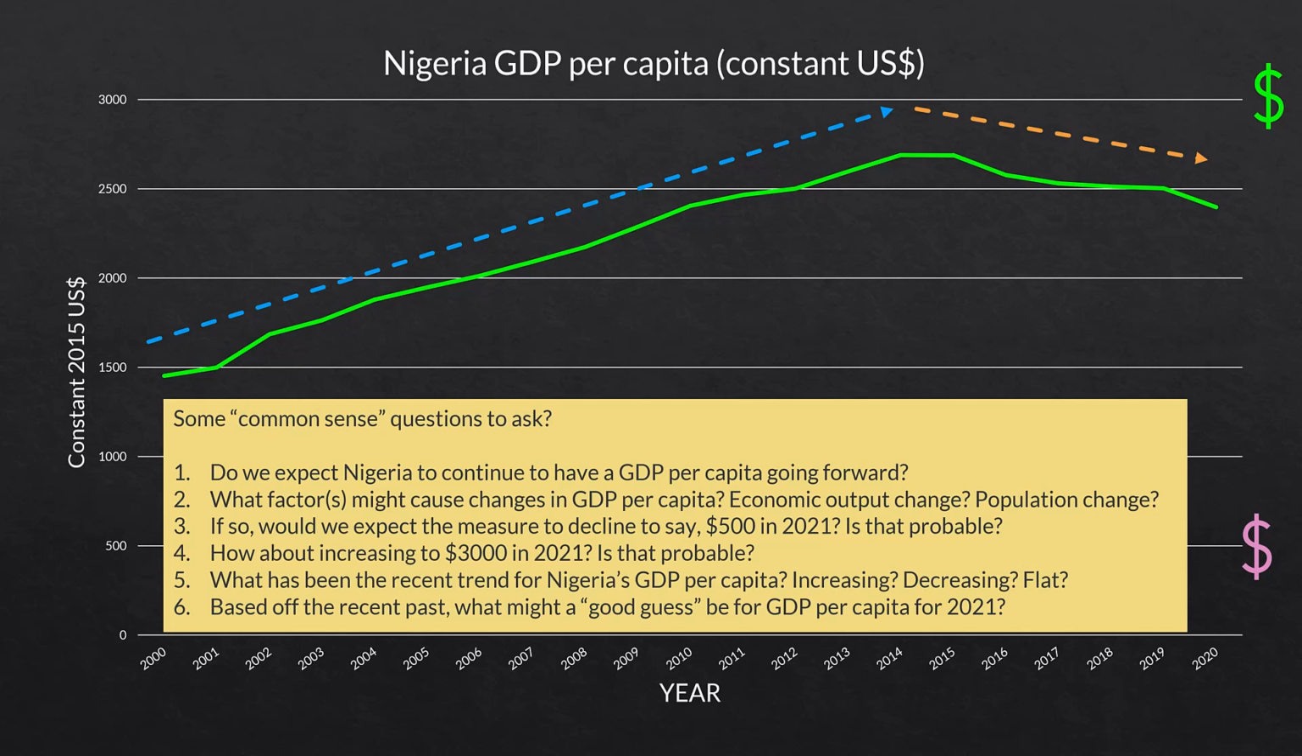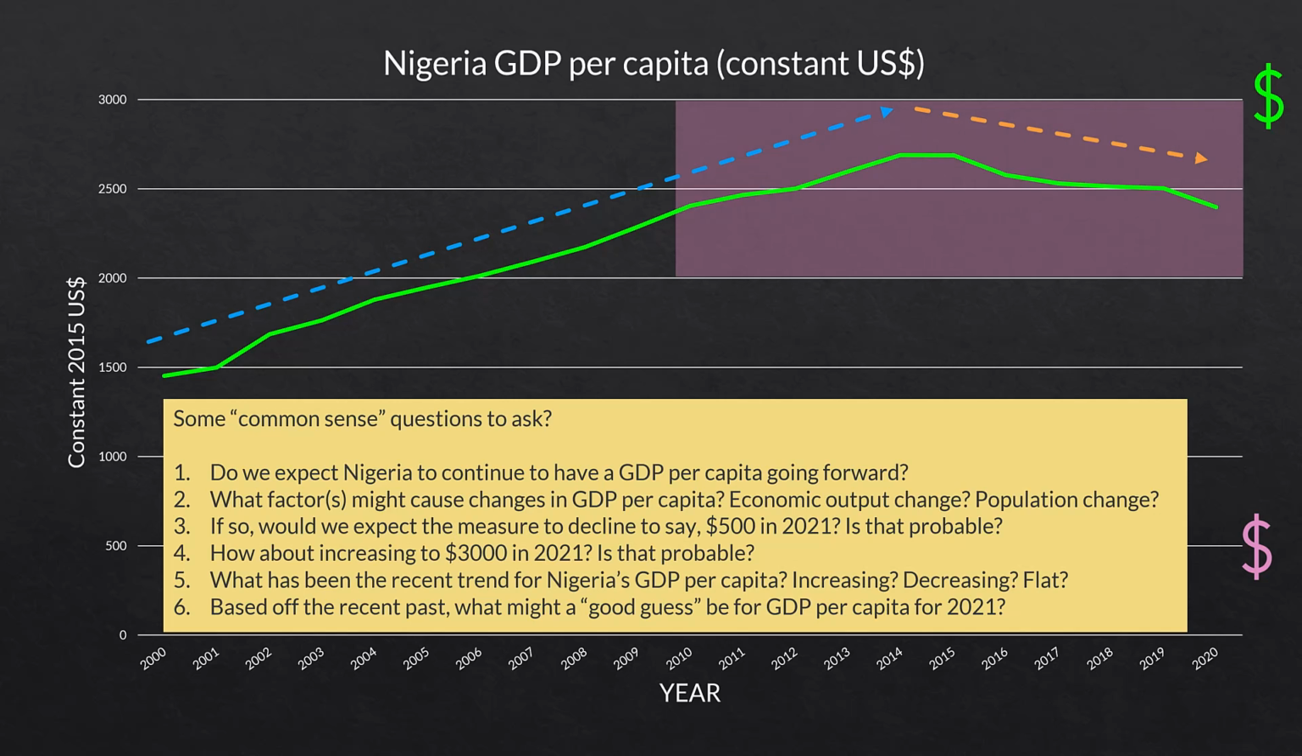So what has been the recent trend for Nigeria's GDP per capita? Has it been increasing, decreasing, or flat over the past, say, 10 years? Well, we can see here that it was increasing. It kind of peaked around 2015, and then it kind of went down a little bit or remained flat since then.